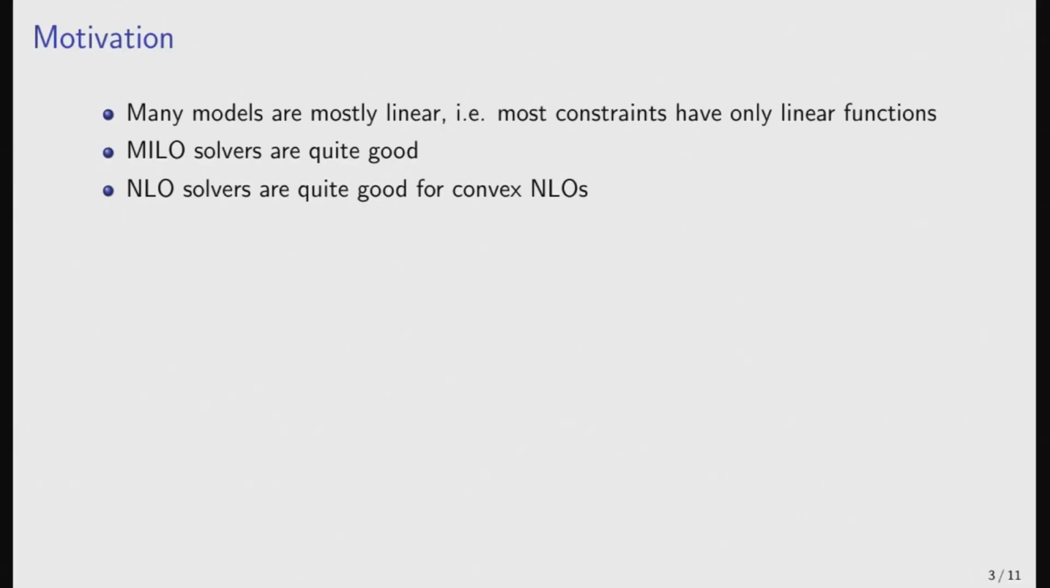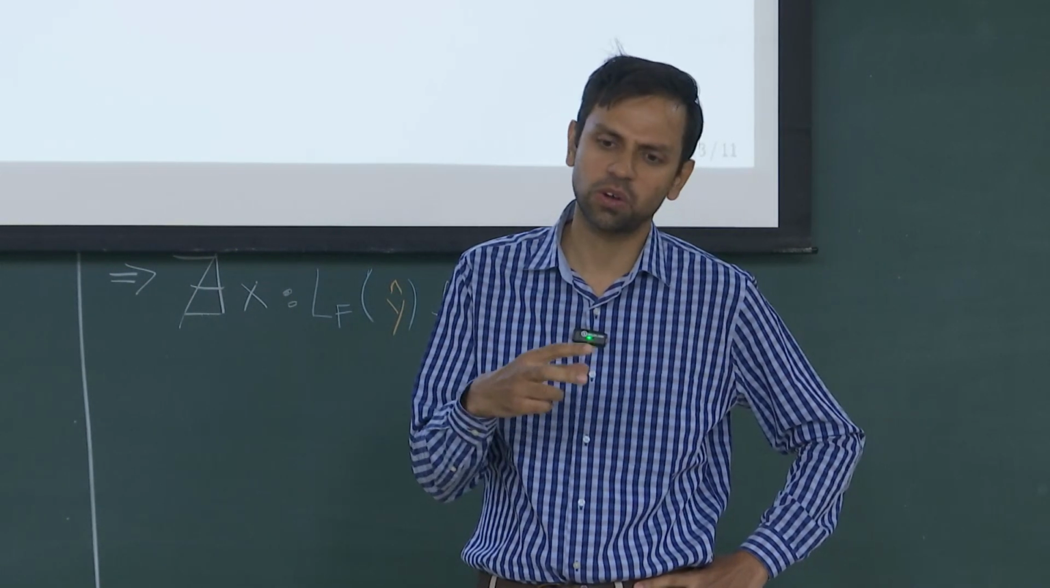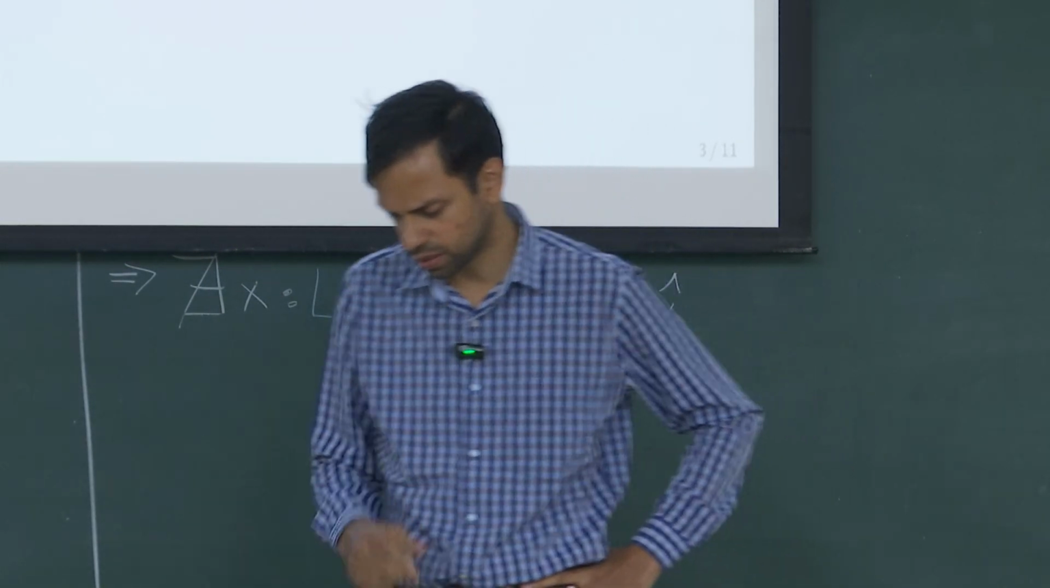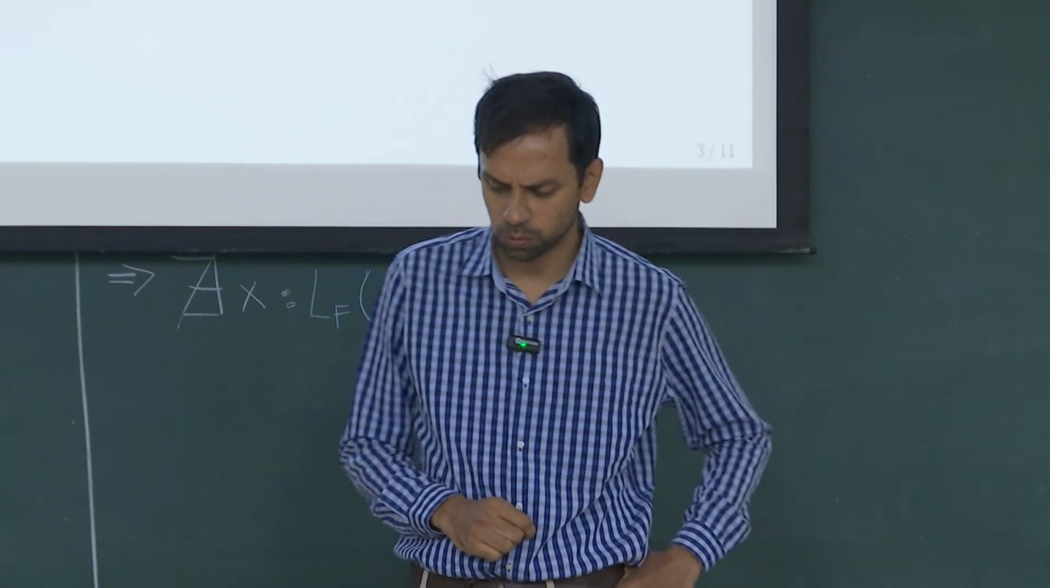MILO is going to be a big component of this algorithm. Also, NLO solvers are quite good, especially when all functions in your constraints are convex and they are of moderate size. Using these two very big components, we can stitch them together and have a nice easy algorithm which is very easy to implement, but understanding why it is finitely converging or takes only a few iterations is a little bit involved. So we'll go slowly over it and try to understand why it works.